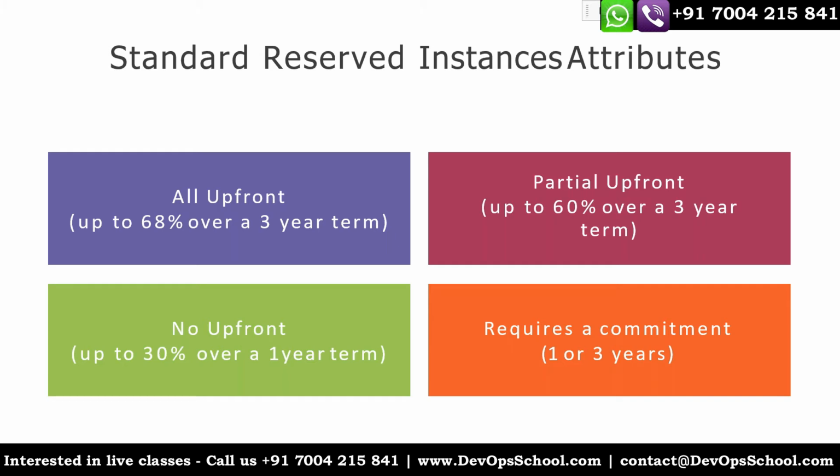If you pay upfront, then you will get up to 68% discount. I mean, this may change also. This may vary, depending on which year you are looking at, so it may go a little bit up or down. Partial upfront means you make a payment of 50% now and 50% later, and then you get up to 60% discount. If you reserve the instance but don't pay for it, you get 30%, and it requires a commitment of 1 to 3 years.